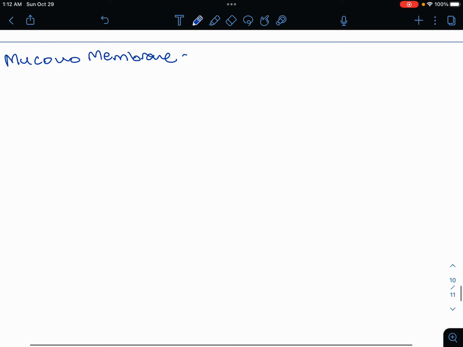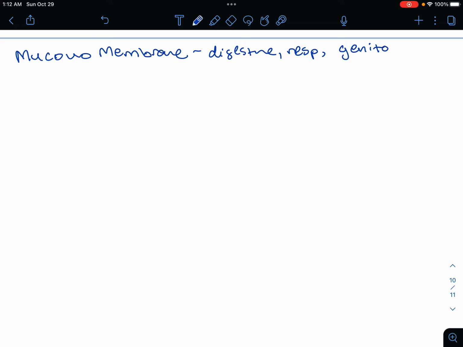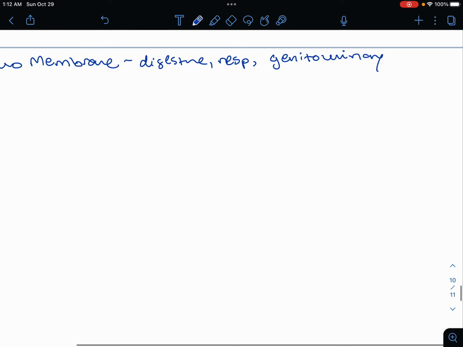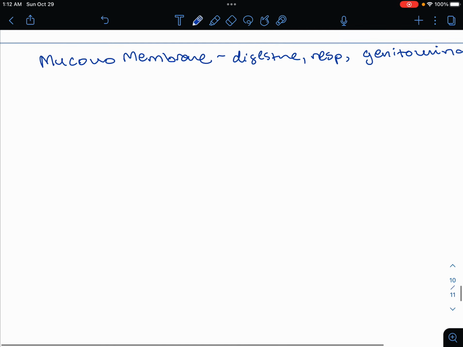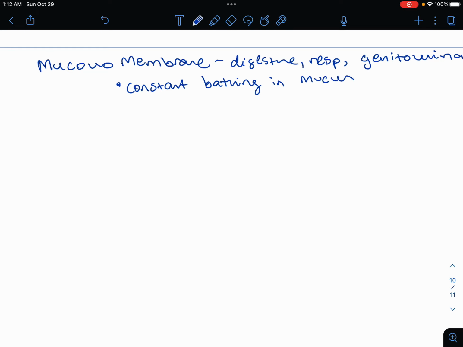Anywho, so when we are talking about mucous membrane here in innate immunity, we're talking about the digestive, respiratory, as well as the genitourinary systems, or tracts actually. And there's going to be constant bathing in secretions, aka mucus. That's why it's a mucous membrane. You're going to be submerged constantly in mucus.